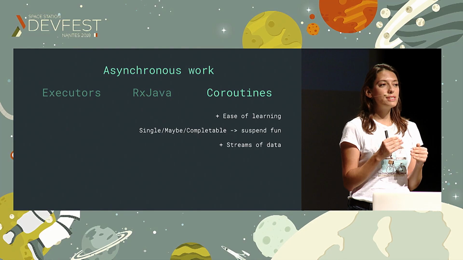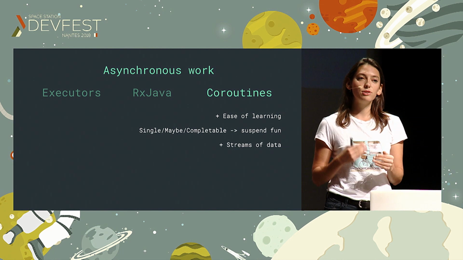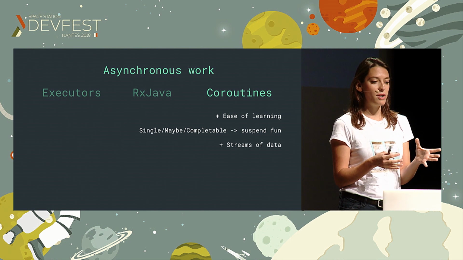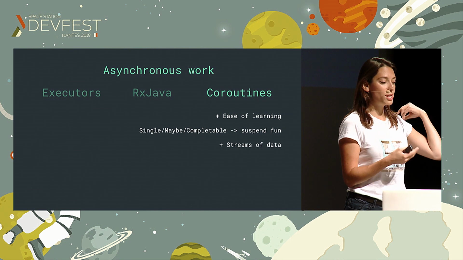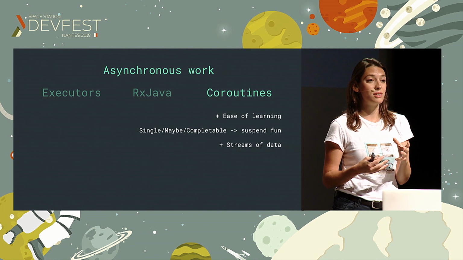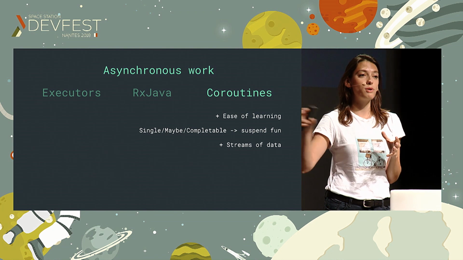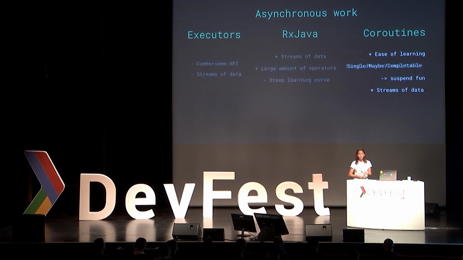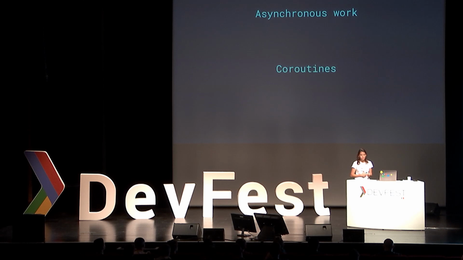And thirdly, we looked at coroutines. Coroutines have this very nice ease of learning. It's really easy to do the first steps in coroutines. And because a lot of times, if you look at Rx, classes like Single, Maybe, and Completable are just used to trigger something on a background thread, we knew that actually we can just do this by launching a new coroutine by using suspension functions. And also, coroutines support streams of data via channels. This is something that we haven't looked at so far, but the fact that we knew that this is possible in Kotlin, we decided to go with coroutines.